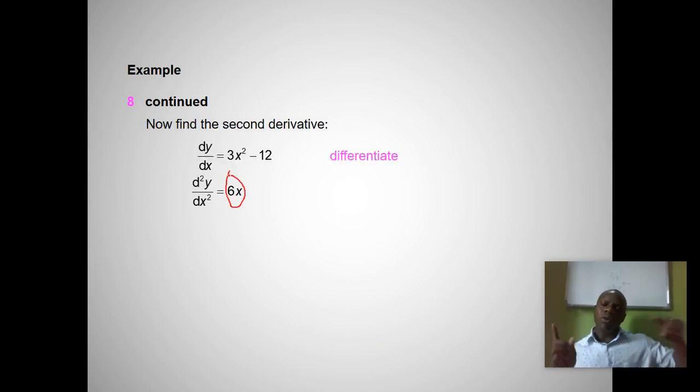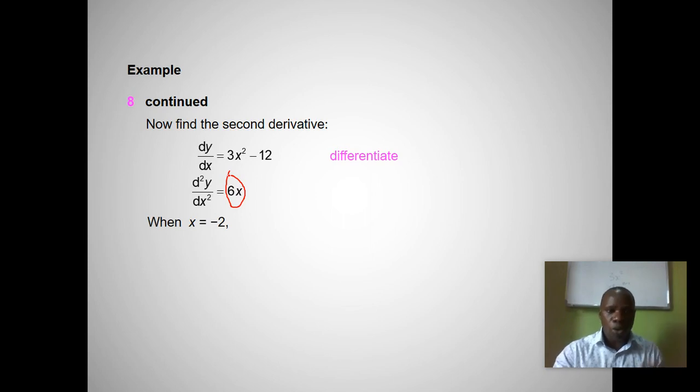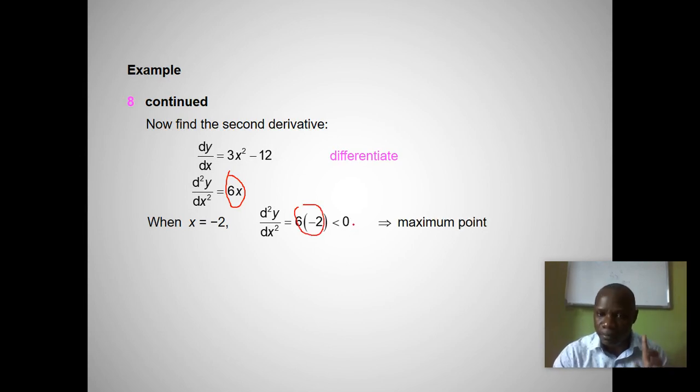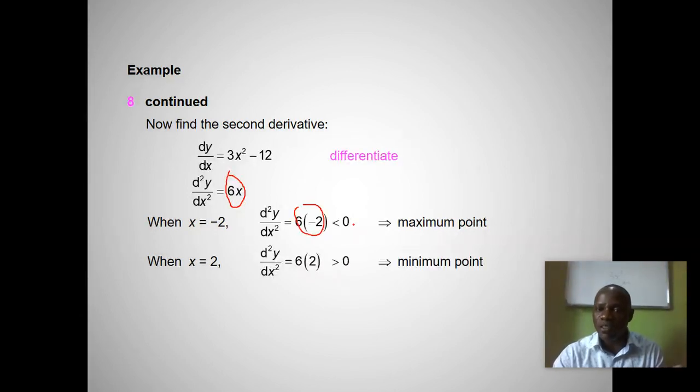6x. So now we go back and get the two values of x. There was a negative 2 and a positive 2. The one that will give us a negative answer is a maximum point. The one that gives us a positive answer is a minimum point. Now check. When we use negative 2, the answer is negative 12, isn't it? Because it's 6 times negative 2. Therefore, it is a maximum point. Then when we use x equal to 2, it gives us positive 12, which is greater than 0. Therefore, that one is a minimum point.